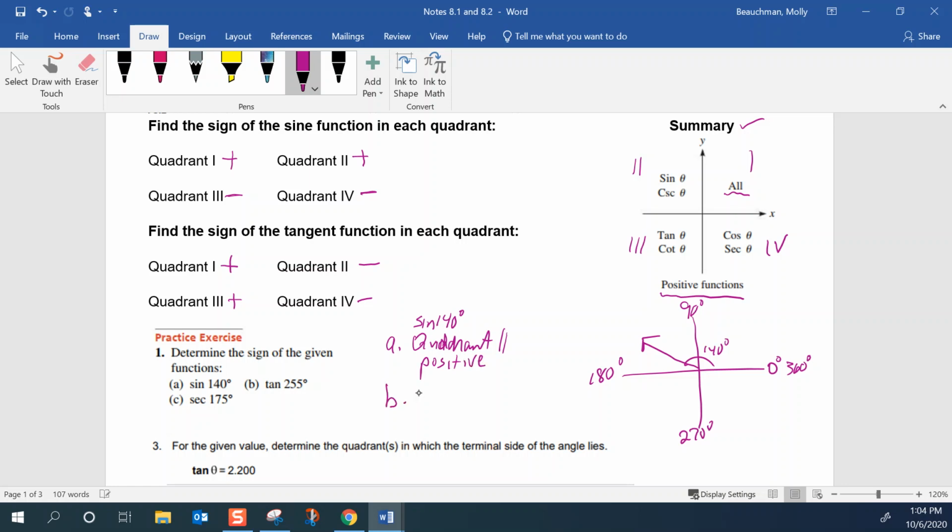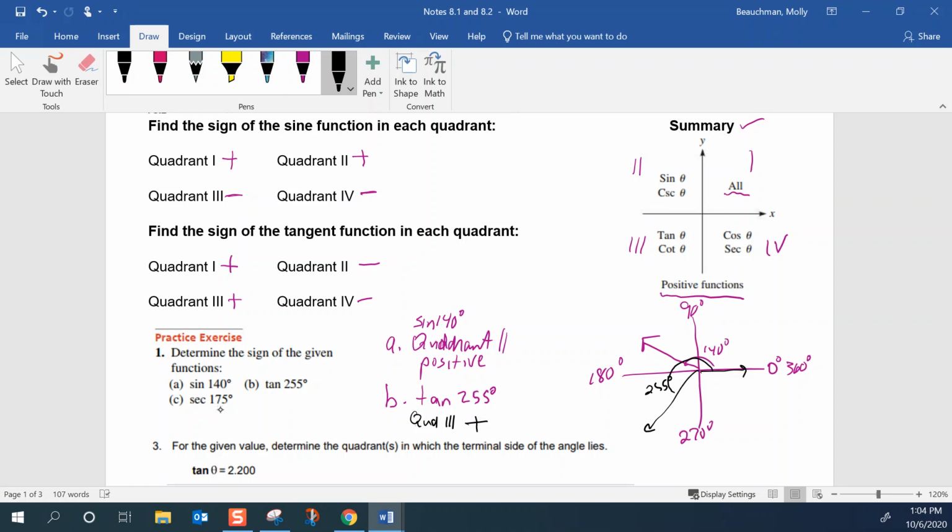Part B, we're looking for tangent of 255 degrees. So 255, where does that land? Well, we rotate, initial side always starts at the x-axis. We're rotating 255, which is in between 180 and 270 somewhere. So that's 255 degrees. That lands in quadrant 3. So we take a look at our chart. In quadrant 3, the tangent is positive.